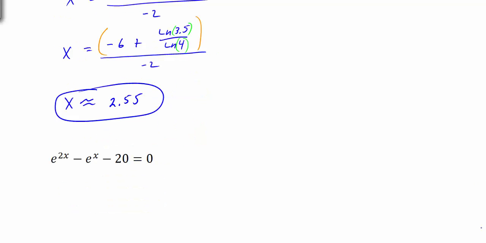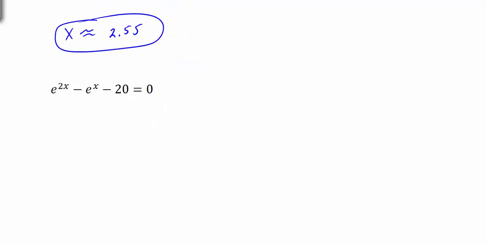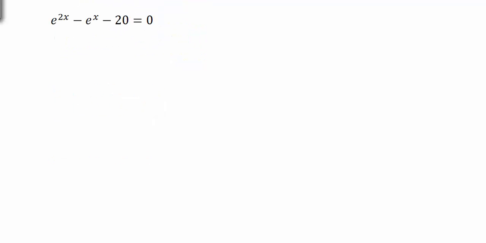All right, moving on to our next example. We have e to the 2x minus e to the x minus 20 equals 0. And again, this looks similar to a quadratic equation. If you notice, we have e to the 2x and we have e to the x, so we have two pieces that are raised to a power that contain our variable.